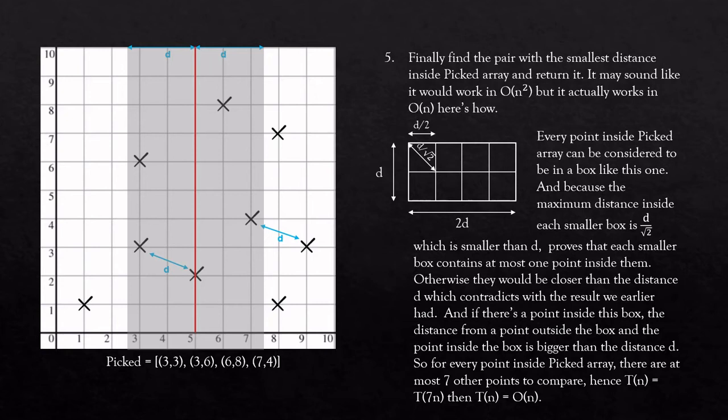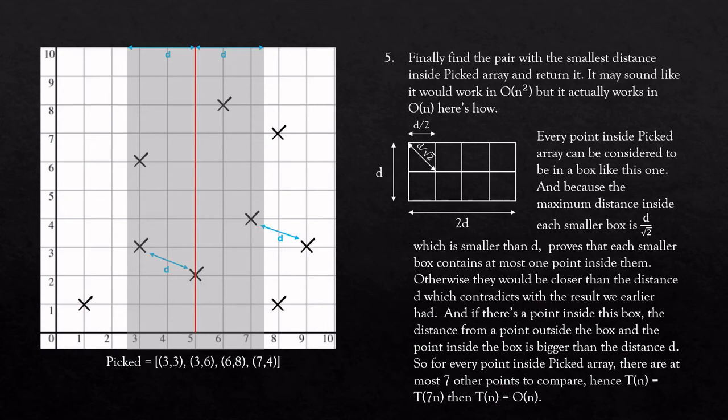It may sound like it would work in big O n squared, but it actually works in big O of n. Here's how. Every point inside the picked array can be considered to be in a box like this one. And because the maximum distance inside each smaller box is d over square root of 2, which is smaller than d, each smaller box contains at most one point. Otherwise, they would be closer than the distance d, which contradicts the result we had earlier.